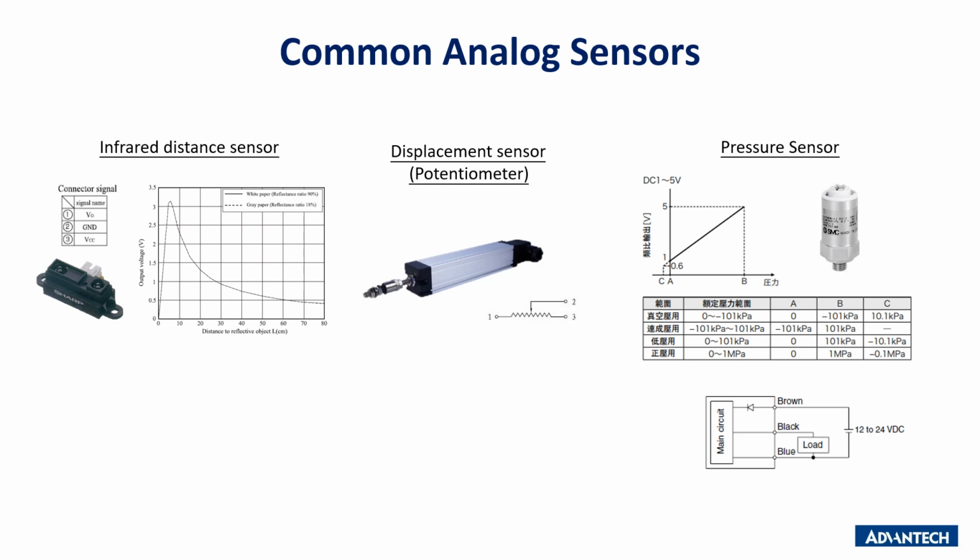The second analog sensor is the displacement sensor, we can also call it a potentiometer. The working theory of the displacement sensor is like a variable resistance. When the resistance changes, the output voltage will also change. The third kind of analog sensor is the pressure sensor. It can be used to measure the pressure signal. When the pressure increases, the output voltage will increase too. And the pressure sensor has a three-wire connection, as the wiring diagram shows on the right hand side.